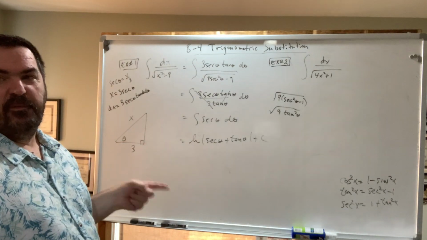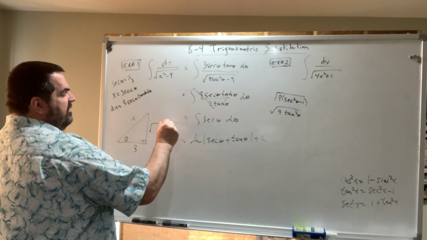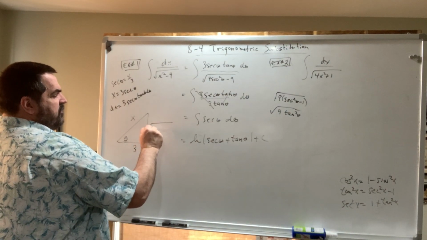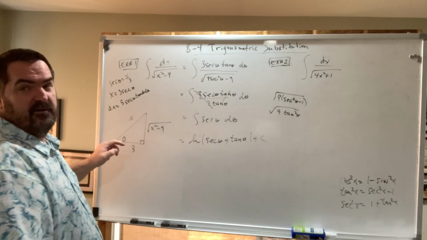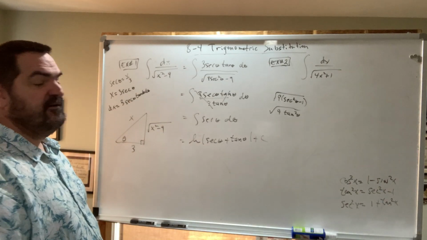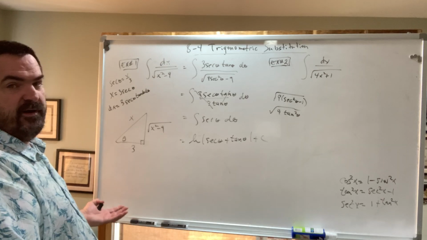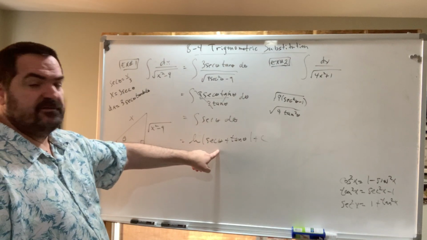Can we find the third side? Remember, we practiced this in chapter 5. This third side would be radical x squared minus 9. Remember, it's the hypotenuse squared minus the leg squared. So now I have the three sides of the triangle. And you're like, well, why do I need those? Because I have trig functions.